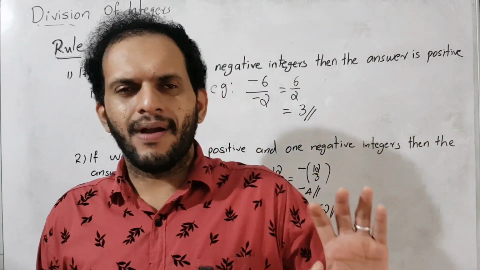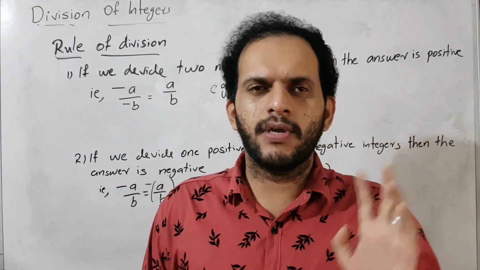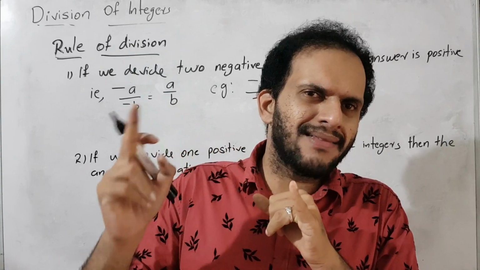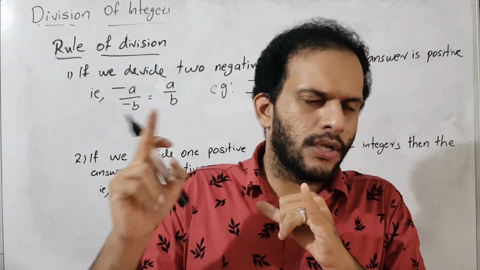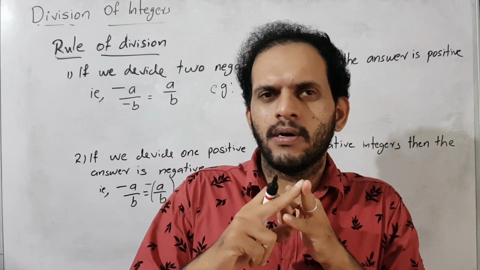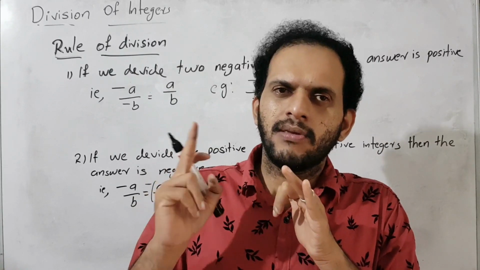We have two rules in the case of division. What is that? If we divide two negative integers, the answer is positive. If we divide one negative and one positive integer, then the answer is negative.